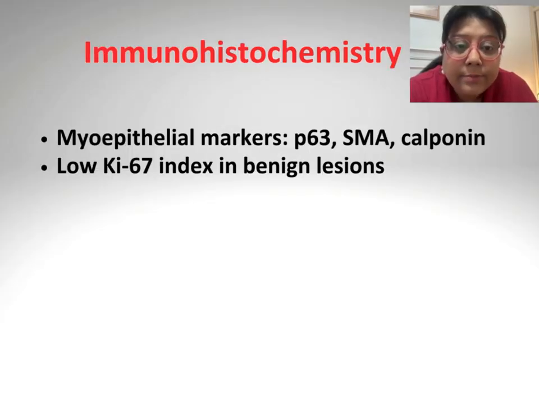Always remember, in benign breast tumors, the bi-epithelial layer is present. So, myoepithelial cell markers are very important to distinguish between benign and malignant breast tumors. And those myoepithelial markers are P63, SMA, and calponin. And there will be a low Ki67 index in benign lesions, as you all know.